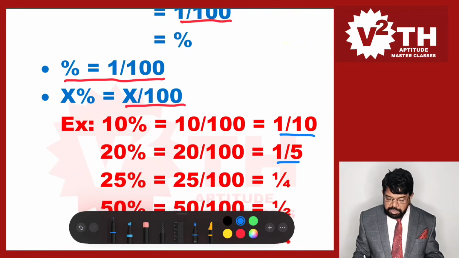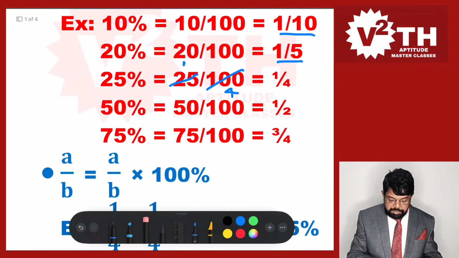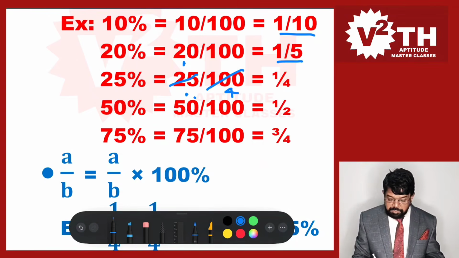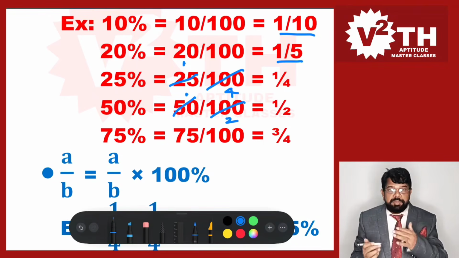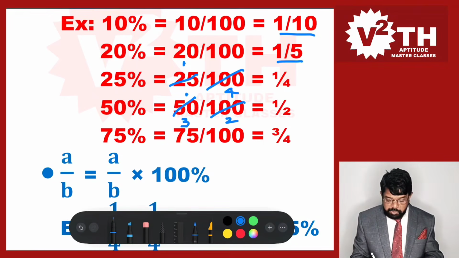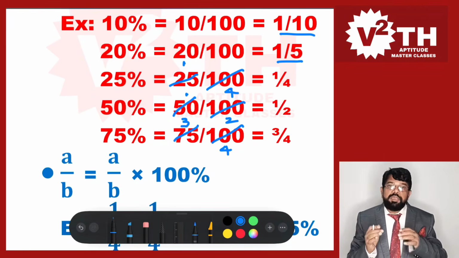20% means 20 by 100. 20 by 100 is how much? 1 by 5. 25% means 25 by 100. 25 ones are 25, 25 fours are 100, so it gets cancelled. So what is its value? 1 by 4. Now similarly 50%. What is 50%? 50 by 100. 50 ones are 50, 50 twos are 100, so it gets cancelled. So what is its value? 1 by 2. 75%. 75 by 100. So cancel with 25. 25 threes are 75, 25 fours are 100, so it gets cancelled. So its value will be 3 by 4.